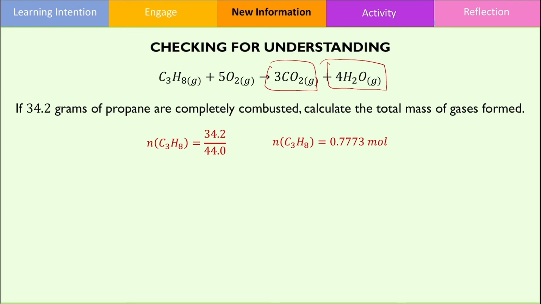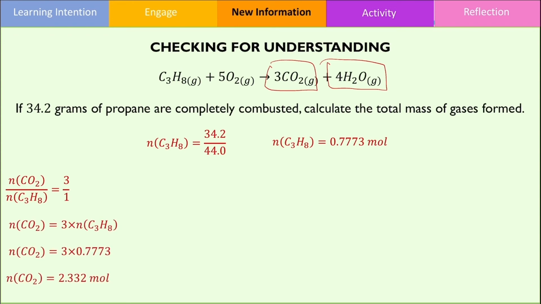From here, I'm going to next calculate the number of moles of carbon dioxide by setting up mole ratios. The number of moles of carbon dioxide should be 3 times the number of moles of propane, giving me an answer of 2.332 moles, and then I'm going to calculate the mass by multiplying it by the molar mass of carbon dioxide, which is equal to 44.